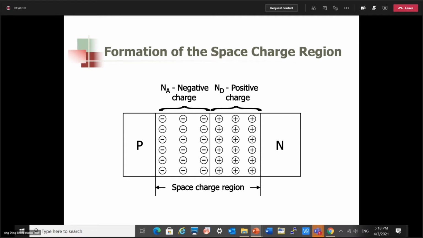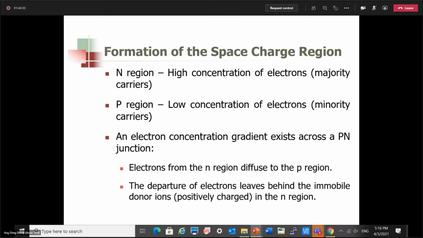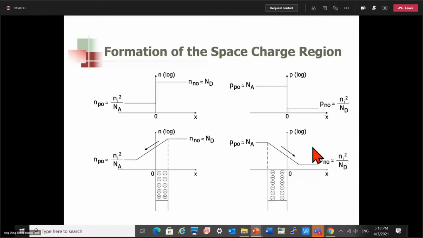Hi, Professor. May I clarify one question? You mentioned that we do not know the carrier concentration in the space charge region. Is it because the previous diagram, showing the formation of the space charge region, shows that the concentration varies linearly, and that's not actually the case? That's why we don't know?